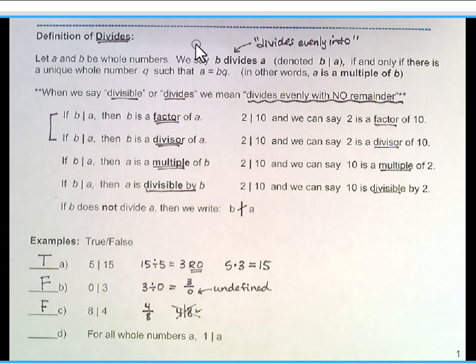All right, how about the last one? For all whole numbers A, 1 divides the whole number. So what this is saying is 1 divides any whole number. And that would be true. 1 is a factor of every number. So for example, A, if you divide it by 1, you get A. So this one is actually a true statement.